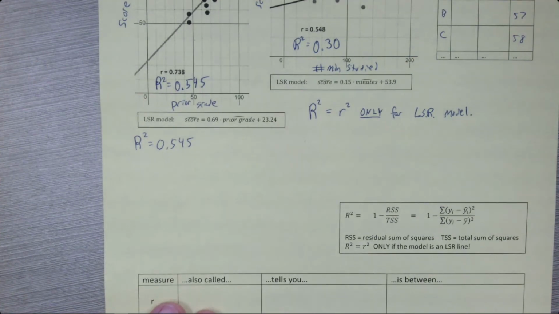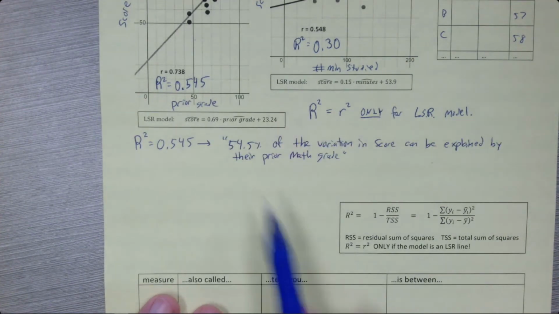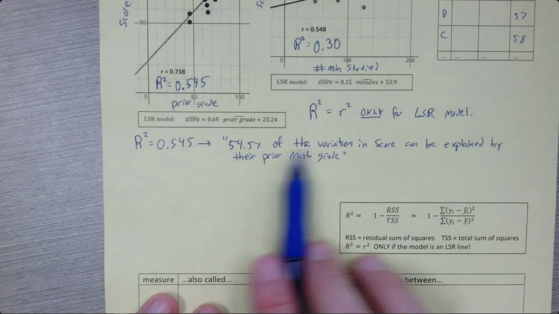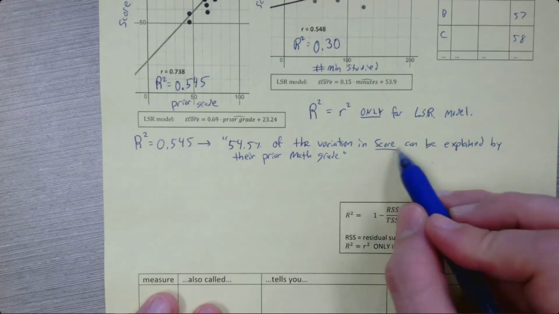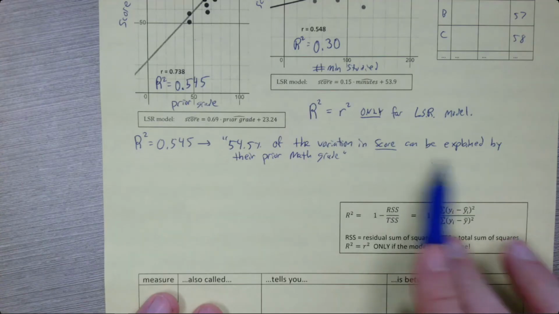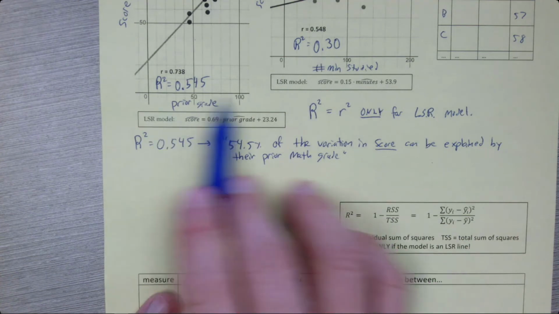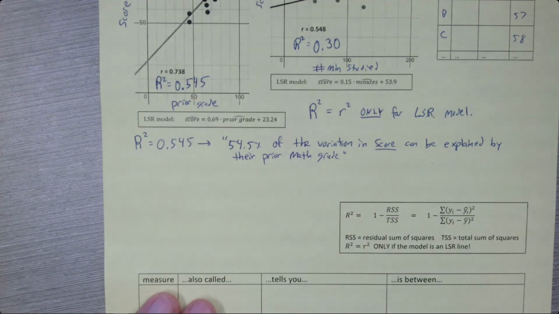So let's write a good sentence. We'd say 54.5% of the variation in score, because that's the response variable, can be explained by their prior math grade, which was my explanatory variable for that particular plot.